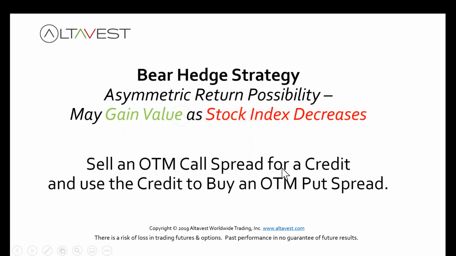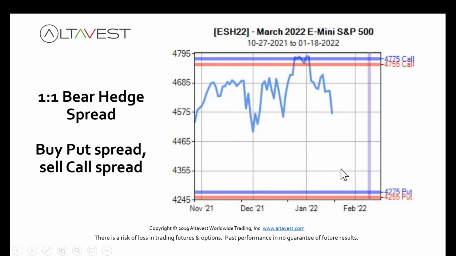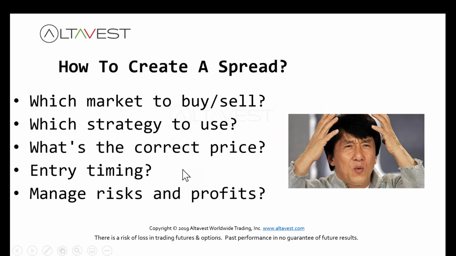Or there's something called a bear hedge that we came up with, and it may gain value as the index decreases. And here's what that looks like. You sell an out of the money call spread, and with the money you collect, you buy an out of the money put spread. And typically you can do this for even money or even for a small credit. So the trade doesn't cost anything. And if the market starts to really drop, then the trade becomes profitable. So we're going to show you how to manage that and how to place these trades. And that's part of what we're going to do in the demo.